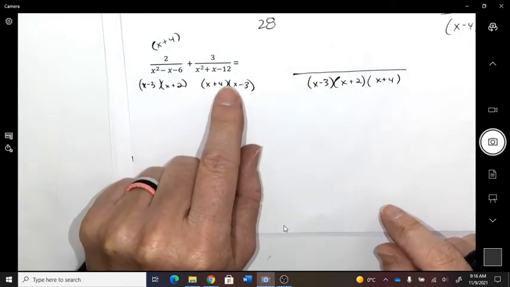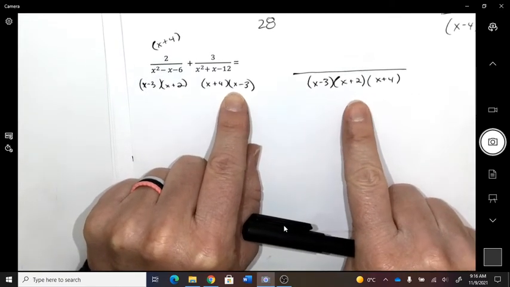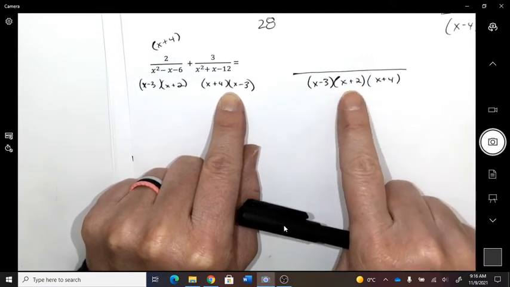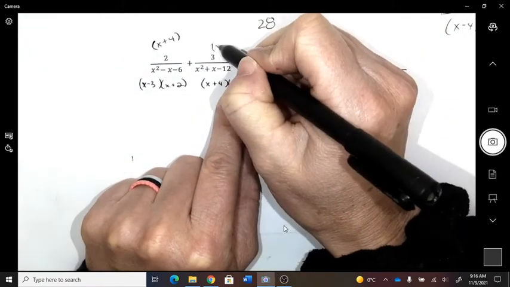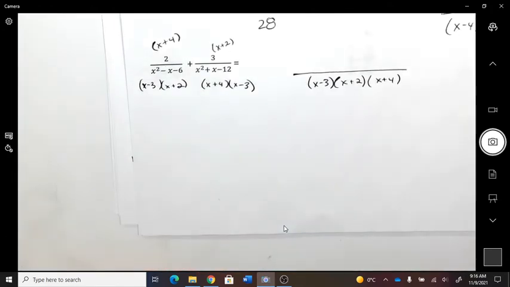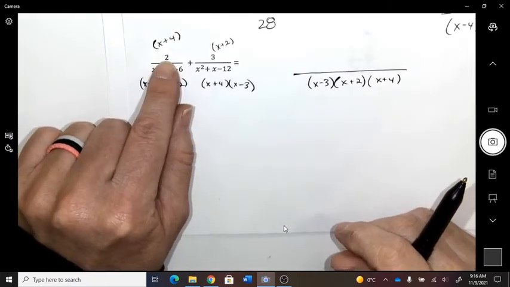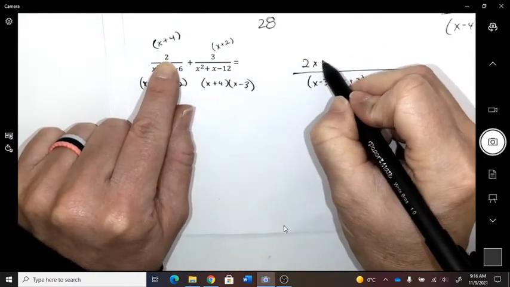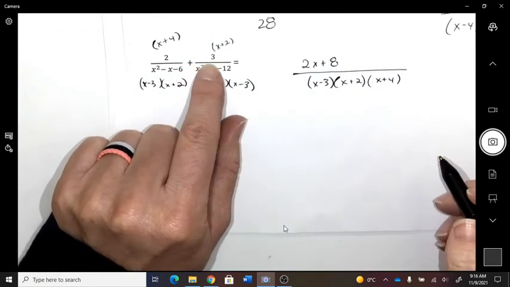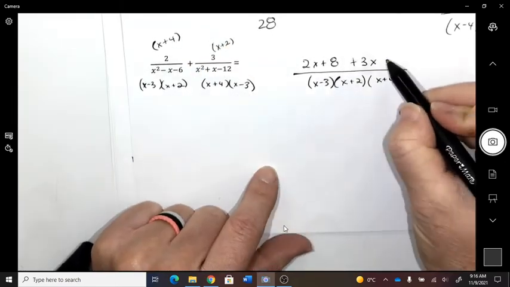Okay. Looking at this fraction, what did I do to this fraction to get to this fraction, bottom? So the missing piece that I did was the x plus 2. So I'm going to multiply the top by x plus 2. Okay, I need you to distribute this now. So this would be 2x plus 8. This is a plus sign. So plus 3x and plus 6.